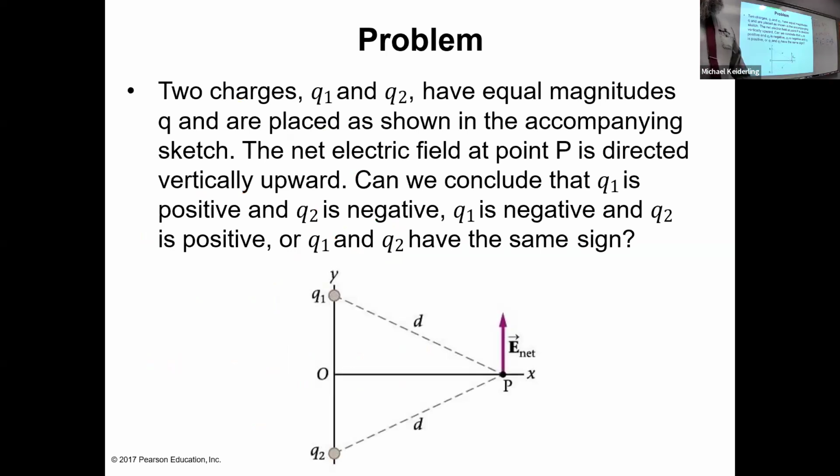So here we have two charges, Q1 and Q2, that have equal magnitudes. So the charges are the same magnitude, but we don't know what the signs are. They're placed at these two points, equal distances above and below the origin. And the net electric field at point P here is upwards. So the question is, what are the signs of these charges? Is Q1 positive and Q2 negative, Q1 negative and Q2 positive, or Q1 and Q2 both positive or both negative?